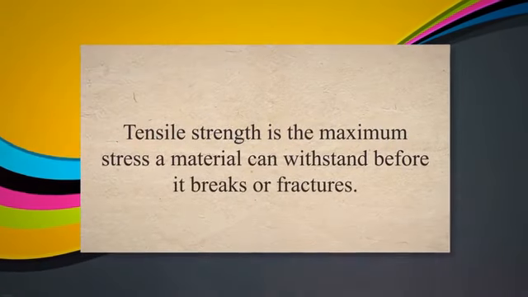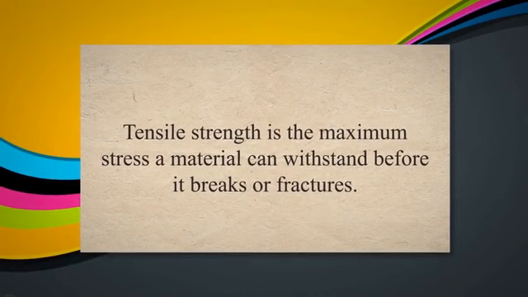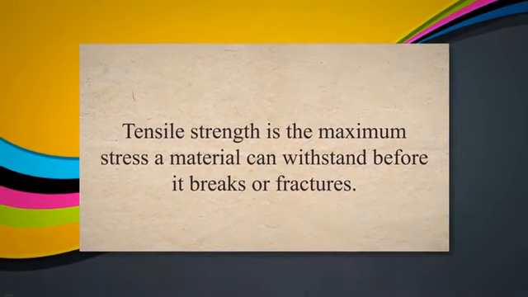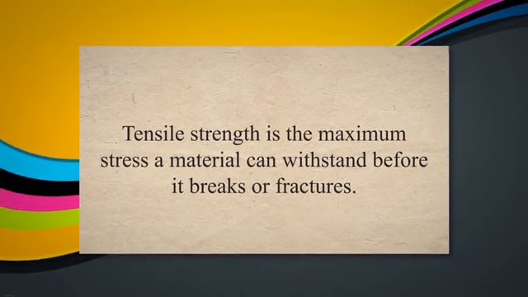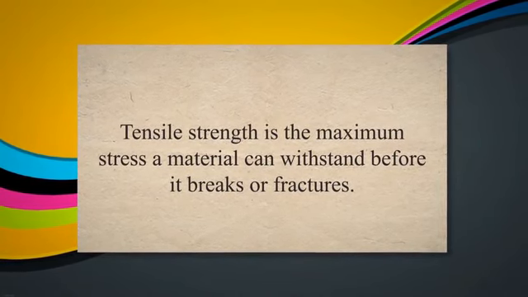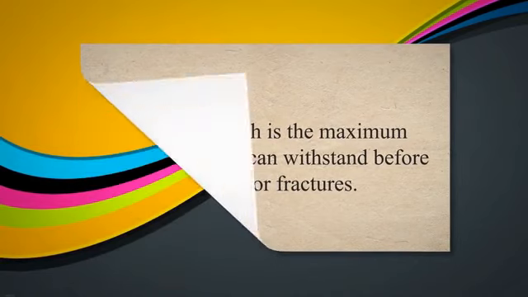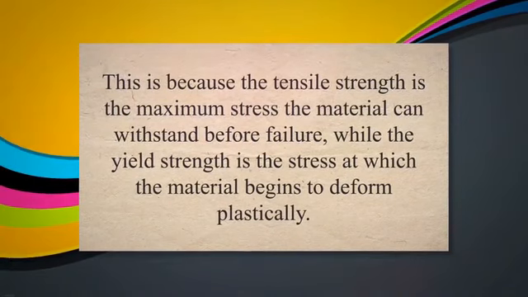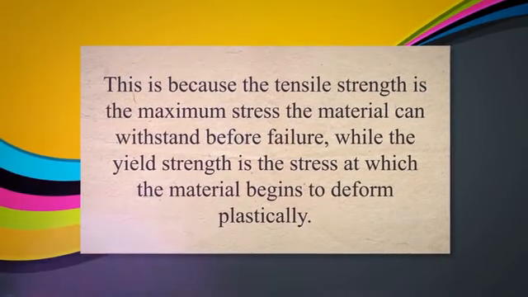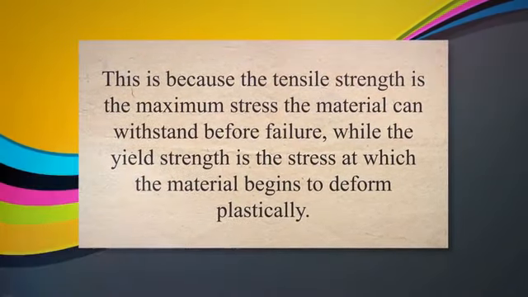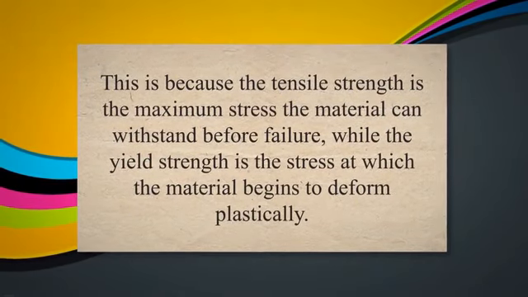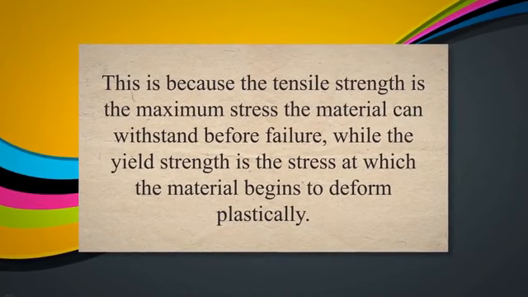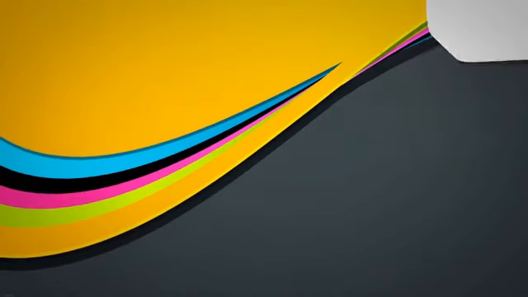Definition: yield strength is the stress at which a material begins to deform plastically and no longer returns to its original shape when the load is removed. Tensile strength is the maximum stress a material can withstand before it breaks or fractures. Magnitude: in general, the tensile strength of a material is higher than its yield strength. This is because the tensile strength is the maximum stress the material can withstand before failure, while the yield strength is the stress at which the material begins to deform plastically.